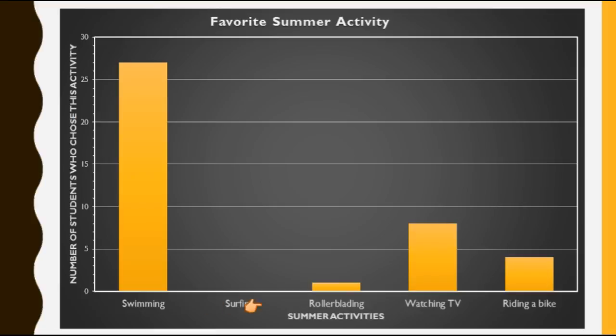And then here is our horizontal axis. Our title of the horizontal axis is Summer Activities. And here I've listed the 5 choices. Okay, so that is what our first graph looks like.